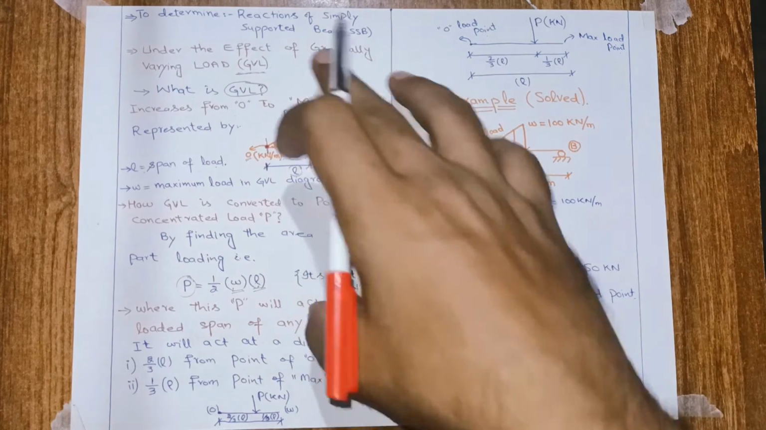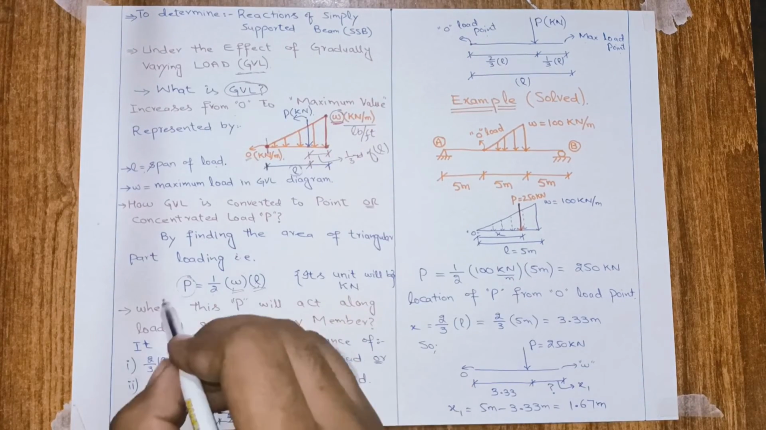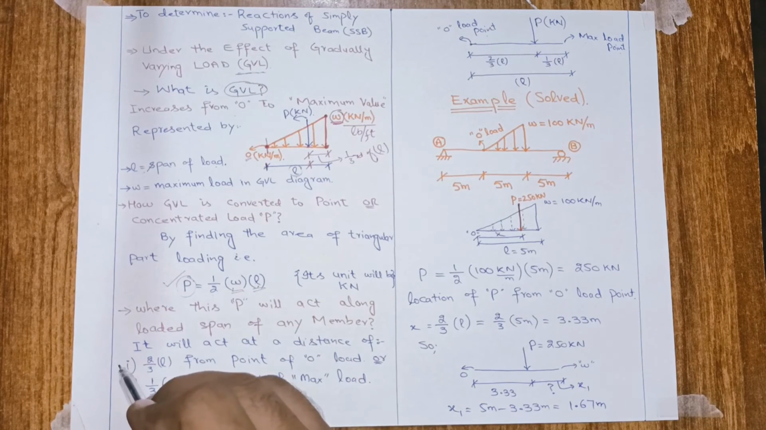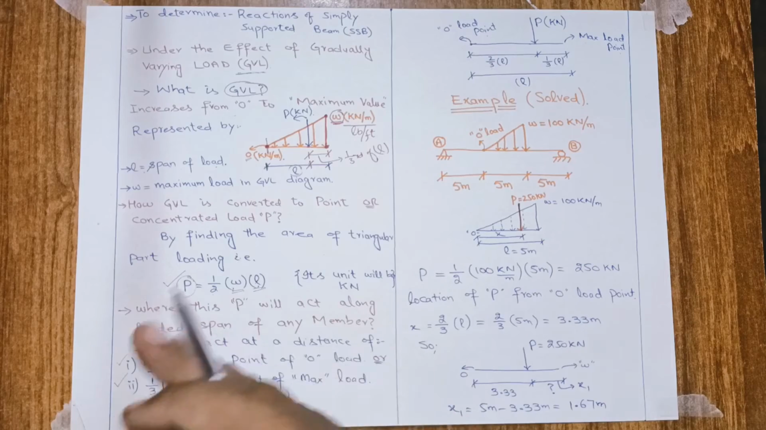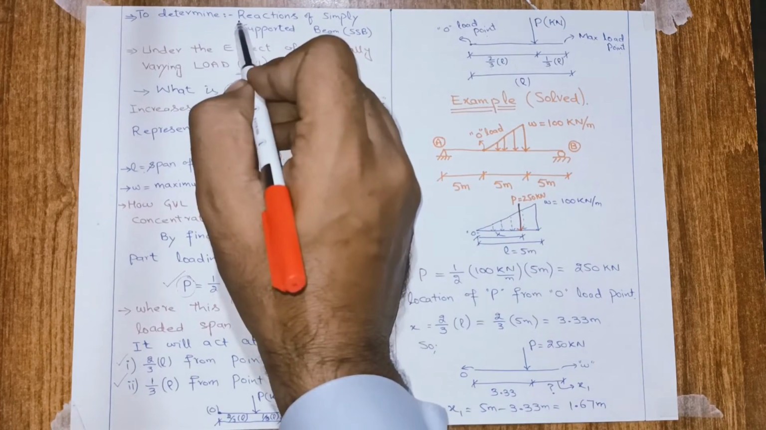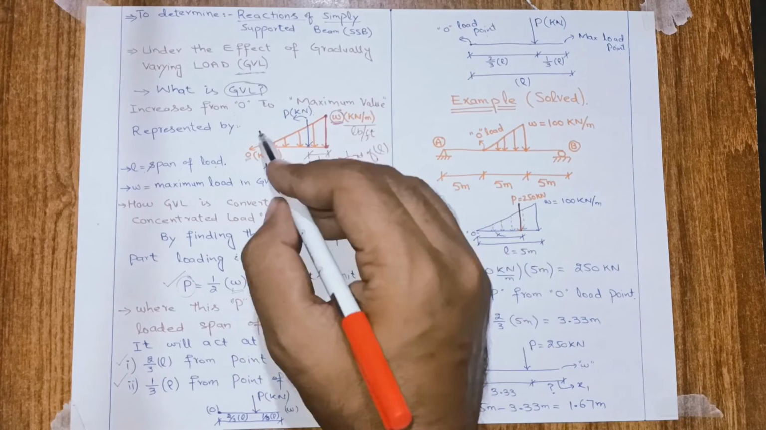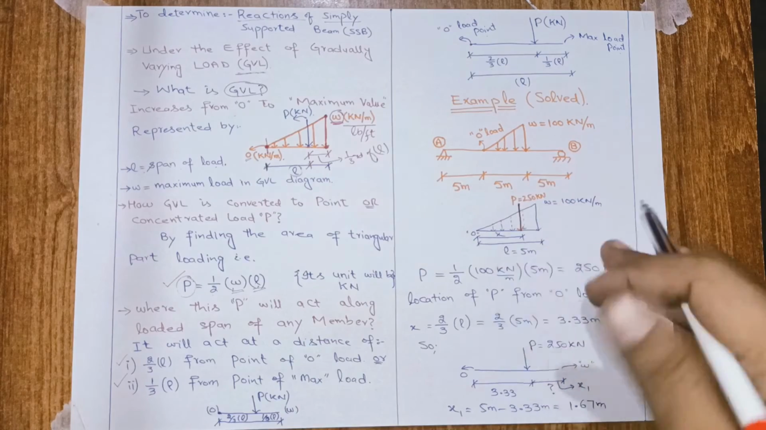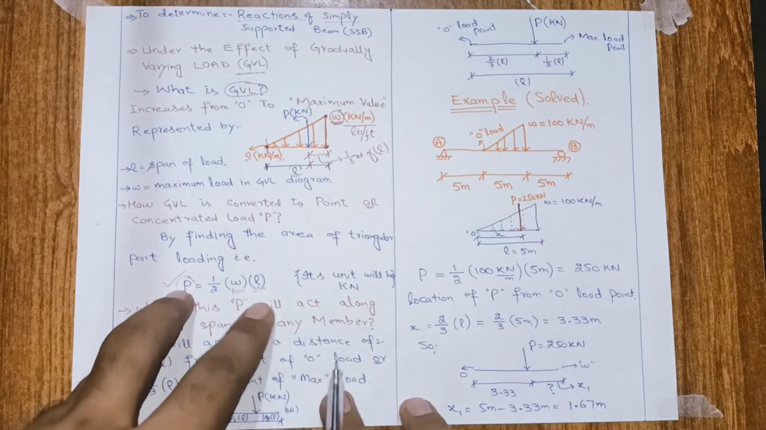So I can show you these technical steps: how we will convert this GVL into a point load, how we will locate this load on the beam span, and in the final step we will calculate the reactions of a simply supported beam affected by this GVL. So let's go with the example, and I will explain everything again which I described in the theory.